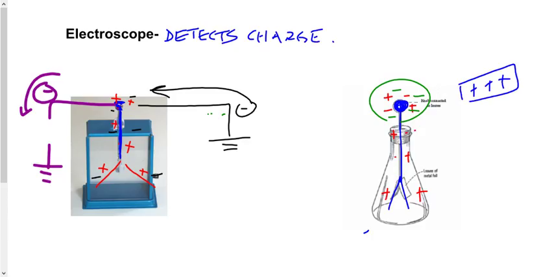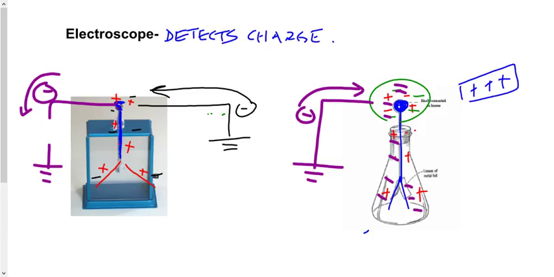If I ground it, it doesn't matter again where I put the ground wire, negatives are going to be pulled up from the ground. Now you've got a whole bunch of extra negatives here. Well, eventually what's going to happen is they're going to start spreading out down here too. It's going to happen to the leaves. They're going to spread apart, not because they're positive, because they're negative.